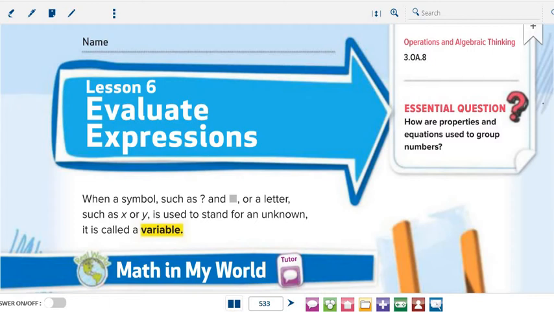Our lesson today is Evaluate Expressions. In the last lesson, you have learned how to write expressions. In this lesson, you are going to learn how to evaluate expressions.